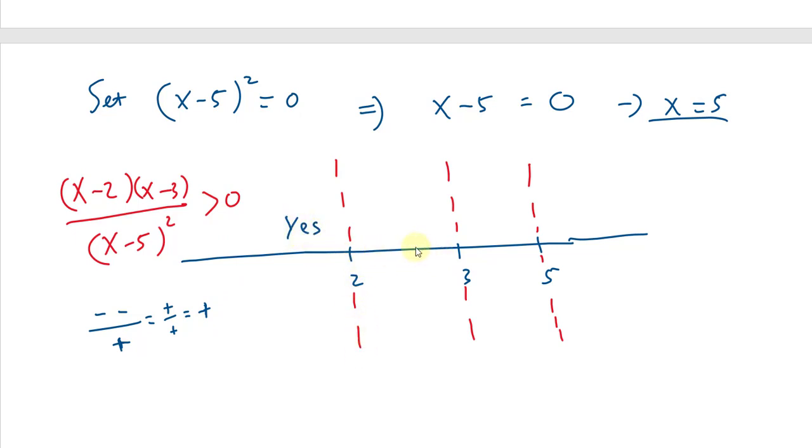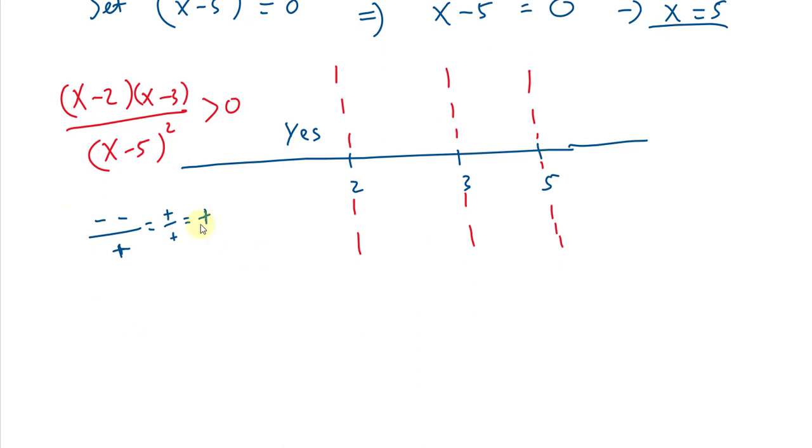Between 2 and 3, let's pick 2.5. 2.5 minus 2, that is 0.5, so that's a plus. 2.5 minus 3, that is a minus, because that's minus 0.5. 2.5 minus 5, at the bottom, I don't care if it's a minus or plus. When you square, you always get a plus, so I don't even need to calculate what I get at the bottom. Okay, it's square, I get plus. Now, plus times minus on the top gives me minus. Minus over plus gives me a minus. Minus is not something bigger than 0, so the answer is no.